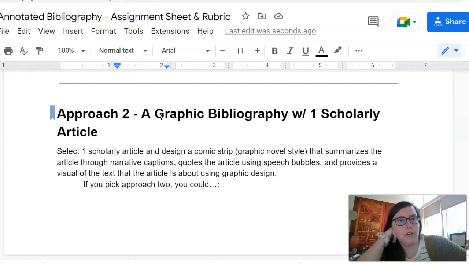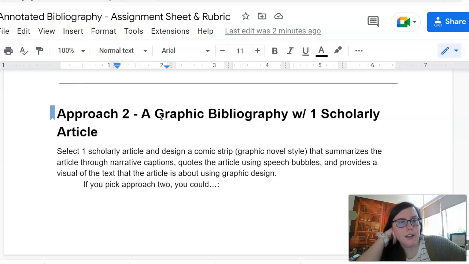So I would refer to this not so much as an annotated bibliography, but maybe more of a graphic bibliography. And instead of picking three sources, you're just going to pick one, because what you're doing with that source and the output is a little bit more complicated. It's still a summary, but it's a visual summary, and it does include some quotes from these scholarly articles. So I'm going to grade it slightly differently.